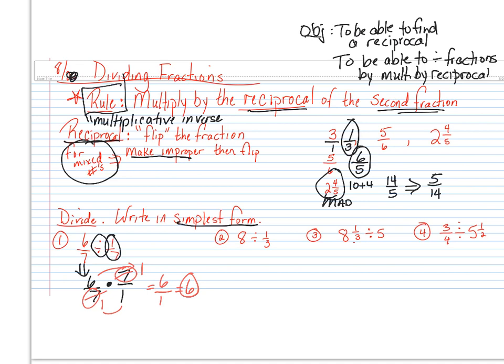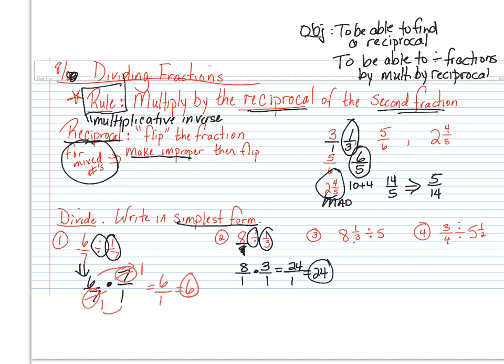Look at number 2. We're going to keep the first fraction. Oh, look, it should be 8 over 1. Oops, that's a 1. So we're going to rewrite this as 8 over 1. This is division. We're going to change it to multiply. Do the reciprocal of 1/3, which is 3 over 1. Okay, nothing cancels. So we're going to go straight across the top. 24 over 1, which is 24.